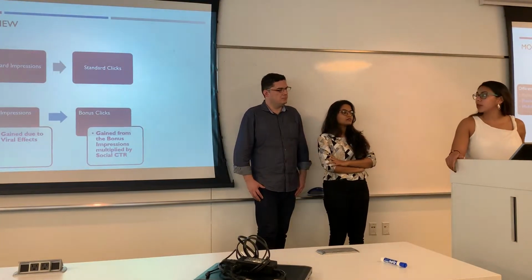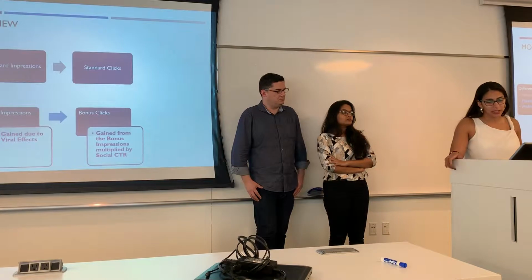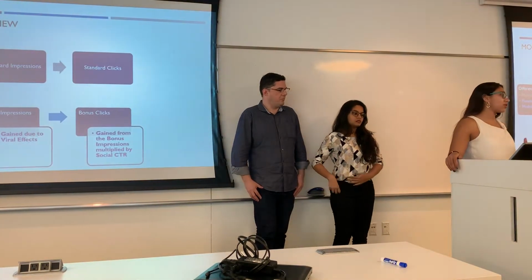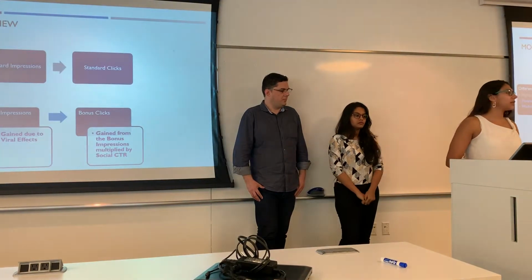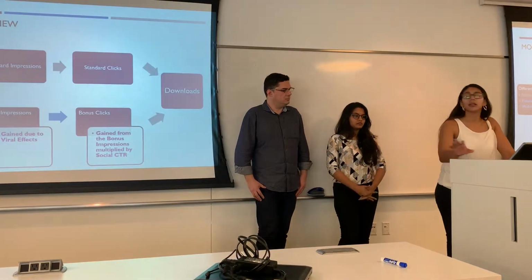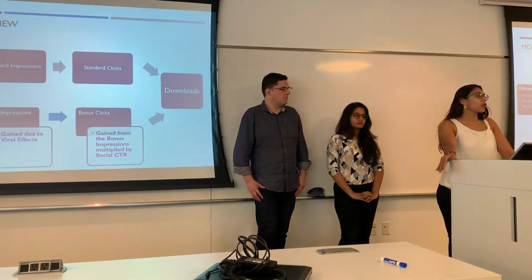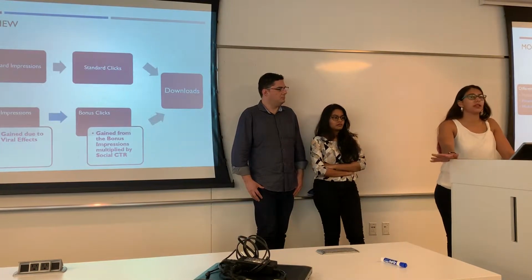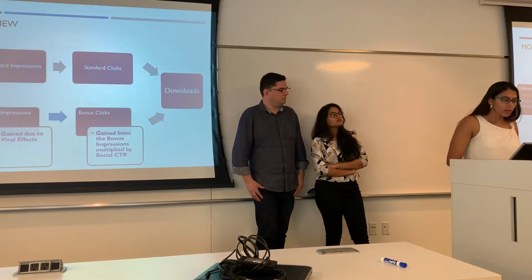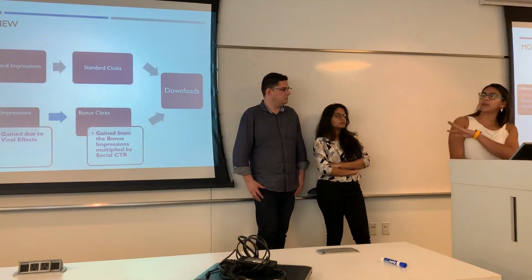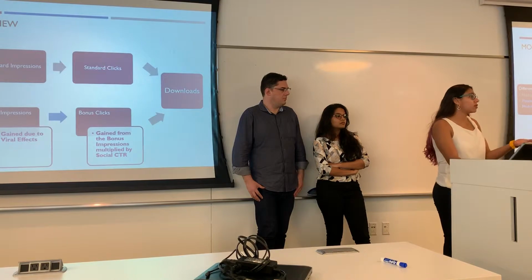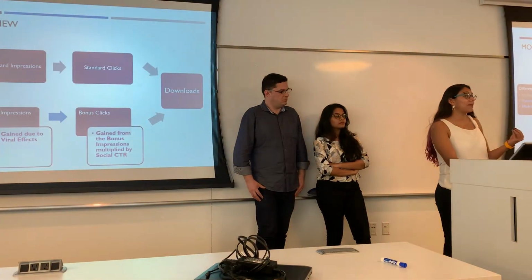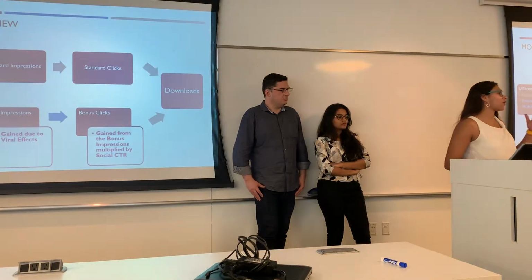Then from these bonus impressions, we get the bonus clicks, which are gained from the bonus impressions multiplied by the social conversion. All these clicks that we get at the end, hopefully, transform into downloads. That is our objective. We want more people downloading our app. Also, the premium ads are the ones that cost the most. They have the most impact, but we have to pay attention because we have a restricted budget.